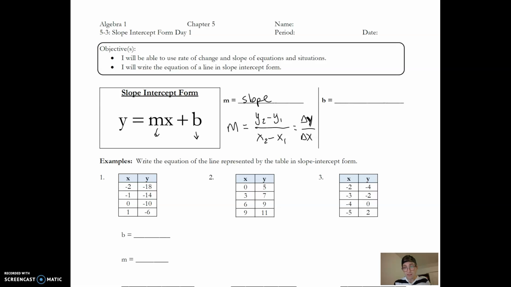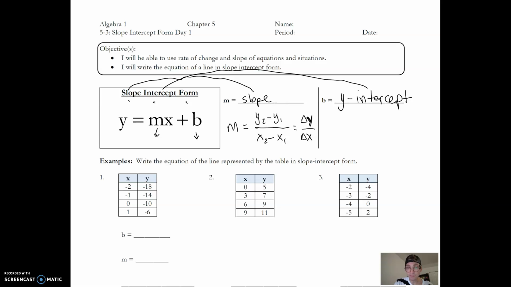Our b, maybe you remember from before, is our location of our y-intercept. So I want you to think about the name of the formula really quick. Slope-intercept form. Why is it named slope-intercept form? Because if a line is written in slope-intercept form, you know the slope and you know the y-intercept.